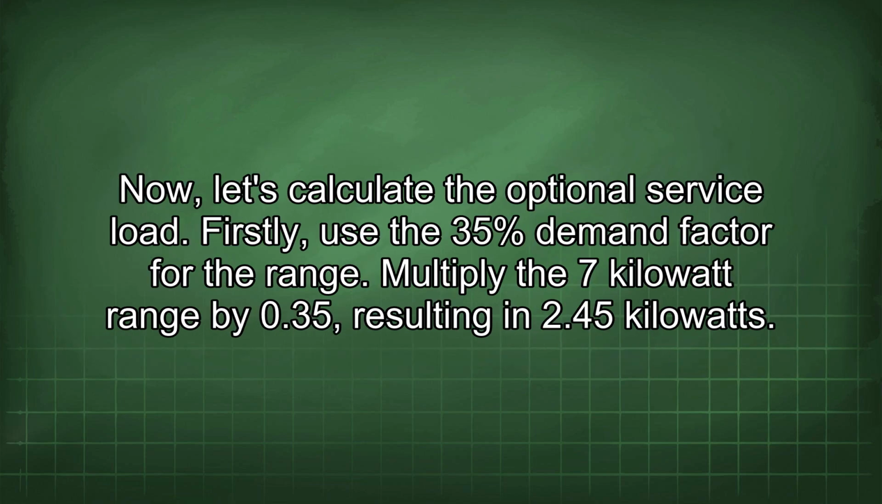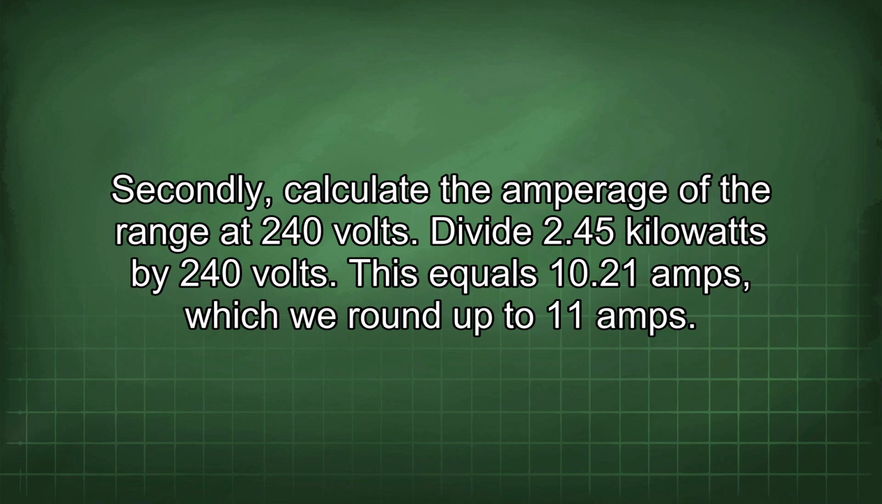Now let's calculate the optional service load. Firstly, use the 35% demand factor for the range. Multiply the 7 kilowatt range by 0.35, resulting in 2.45 kilowatts. Secondly, calculate the amperage of the range at 240 volts. Divide 2.45 kilowatts by 240 volts. This equals 10.21 amps, which we round up to 11 amps.